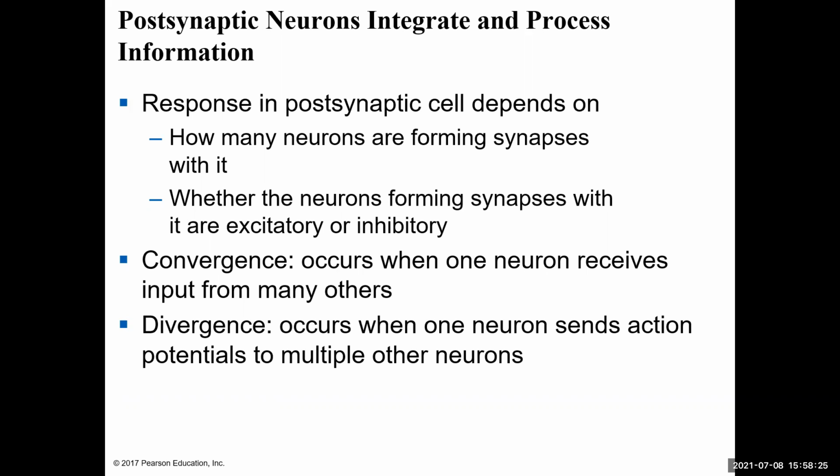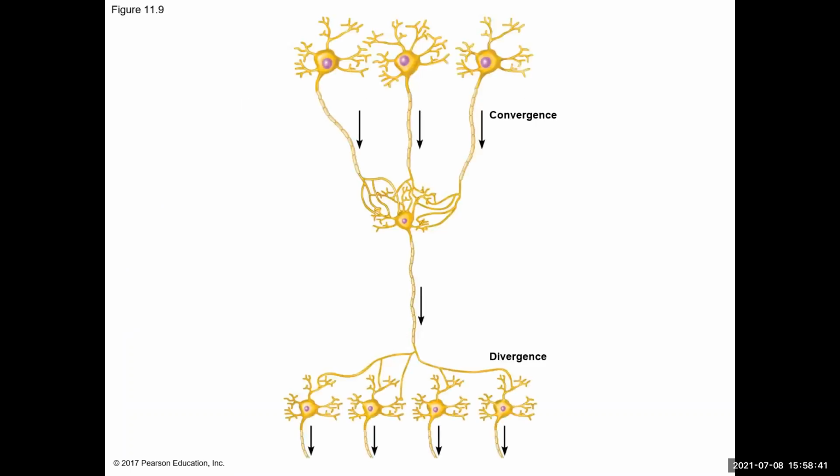Now, there are two setups that neurons can have. You could have convergence, where one neuron receives input from many others, or divergence, where one neuron sends action potentials to many other neurons. And so here's an example of that, where we have convergence. You have multiple neurons bringing information to one single neuron. So all of those signals are converging into one place.